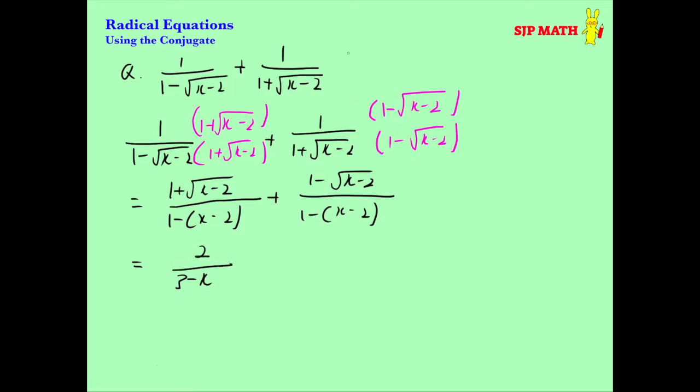Oh yeah, the problem said this expression is equal to, let's say, what value was it? 2. It was 2. So if we simplify this, these cancel out. We only add them, and then we get 2 over 3 minus x is equal to 2. So if we solve this equation, then we get x is equal to 2.